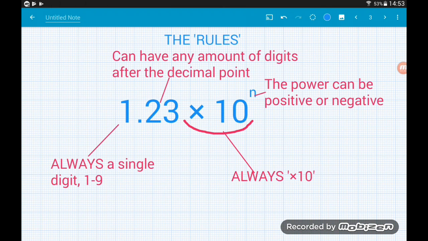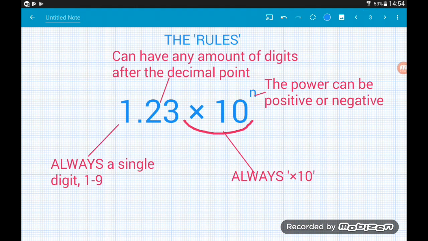Now we're always multiplying by 10. So it's always something times 10. And then this 10 always has a power attached to it. Now this power can be positive or negative. It can be any number at all, as long as it's a whole number. So those are the rules of standard form. Now we're going to have a look at a couple of multiple choice questions where we're going to work out if certain numbers are written in standard form or not.